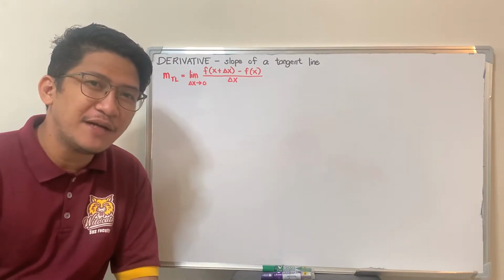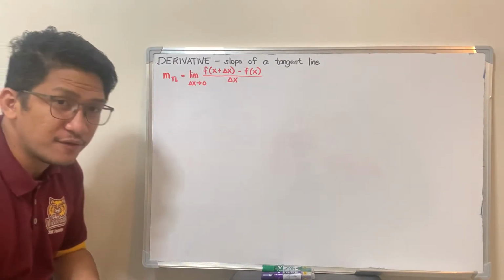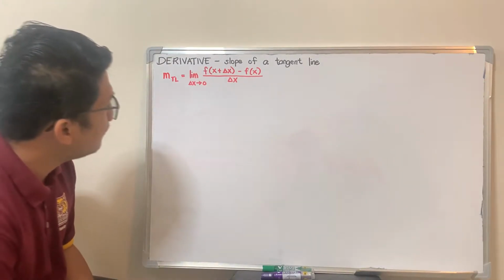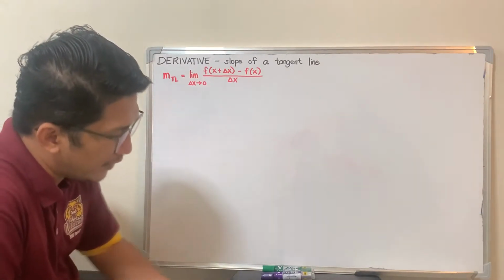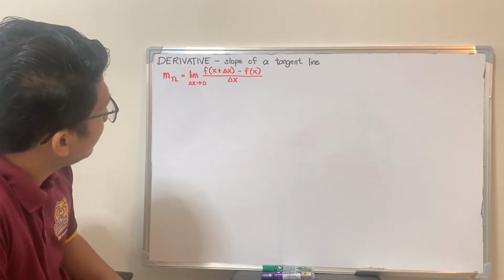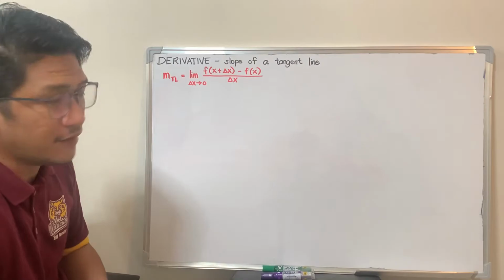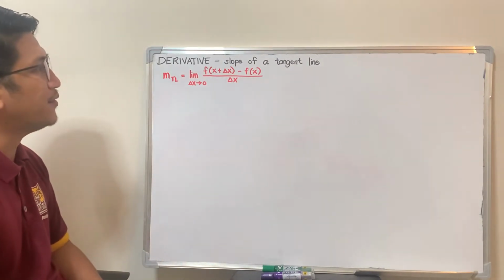In this video, we will have an example about derivatives. So we will be using the general formula this time. In the previous video, we actually solved this one. I explained that MTL, or the slope of the tangent line, is equal to the limit of f of x plus delta x minus f of x all over delta x as delta x approaches 0.